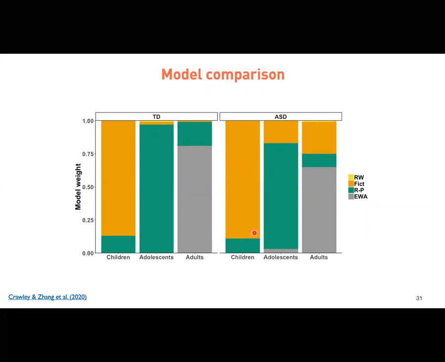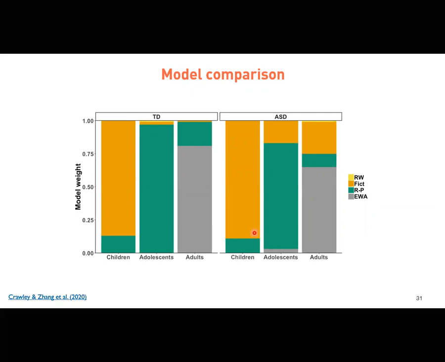This is the observation. But across developmental stages, from children through adolescence into adults, there is a change in terms of the cognitive strategy from double updates to the RP and then eventually to the EWA. And then this trajectory is identical between ASD and TD, right?